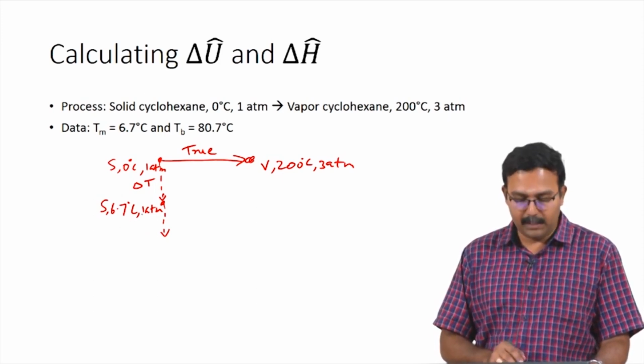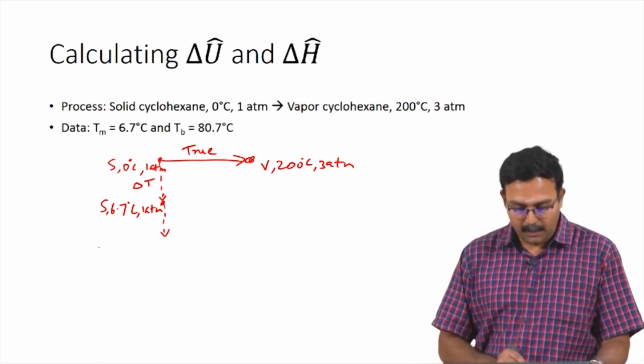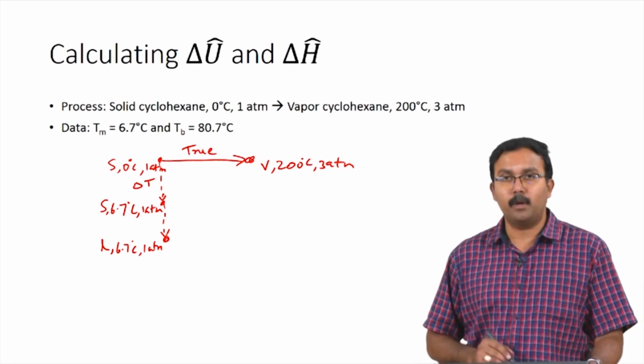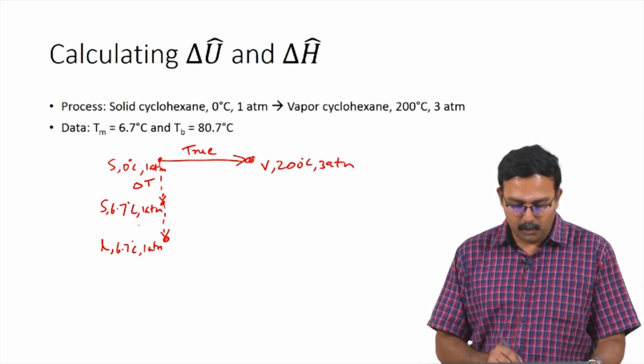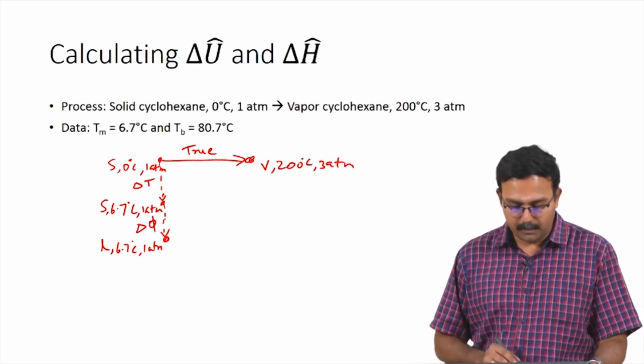So, at 6.7 degrees Celsius and 1 atmosphere, cyclohexane will start to melt. So, you would end up with liquid at 6.7 degrees Celsius and 1 atmosphere as the next step of the process. In this process you only had a change in phase, there is no change in temperature or pressure.